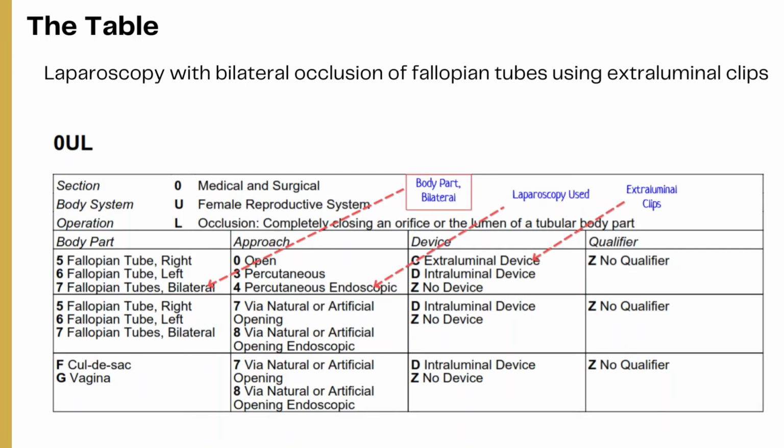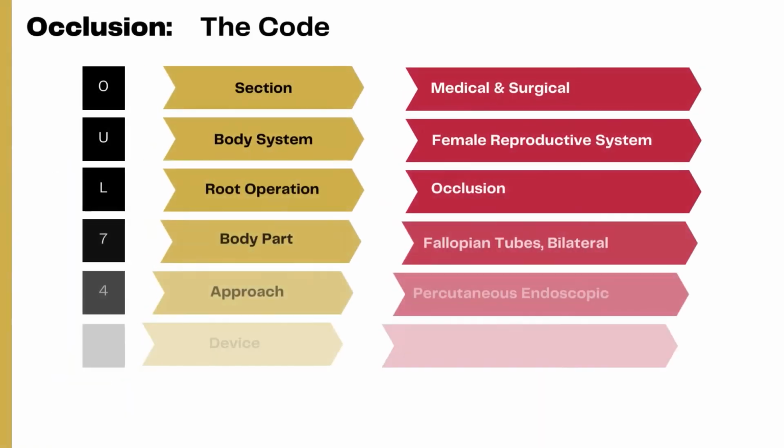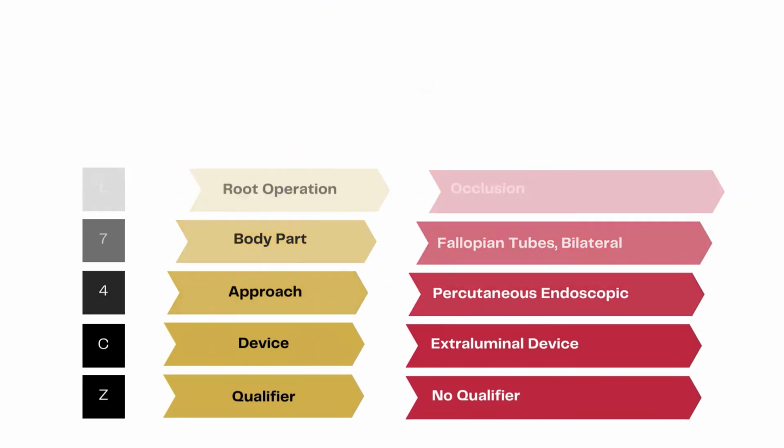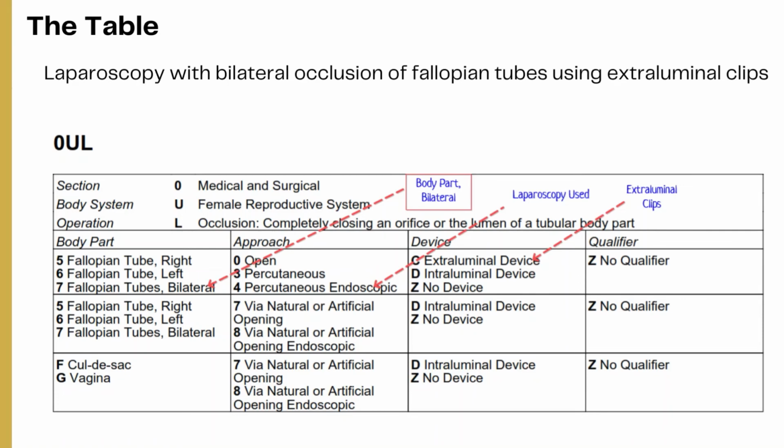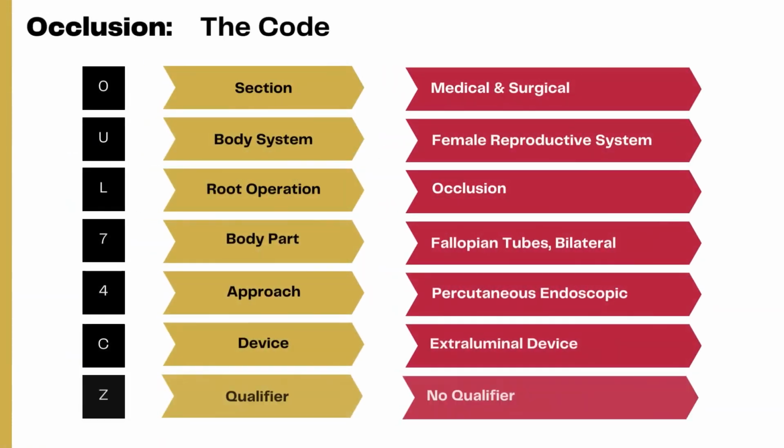And for the fifth character, the approach is percutaneous endoscopic because the procedure was done using a laparoscope. If a procedure is done using a laparoscope, you always code it as percutaneous endoscopic as the approach. Remember this. And the sixth character is extraluminal device since extraluminal clips were placed. And the seventh character is Z, which is for no qualifier. So the code for the laparoscopy with bilateral occlusion of fallopian tubes is 0, U, L, 7, 4, C, and Z.